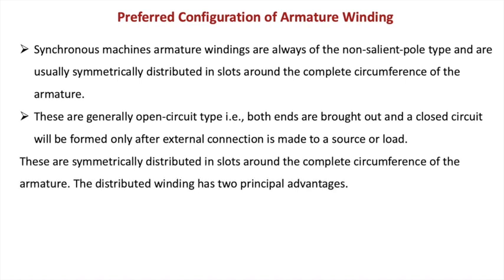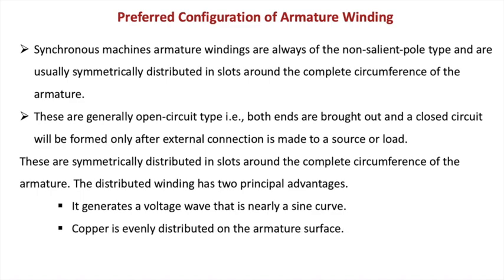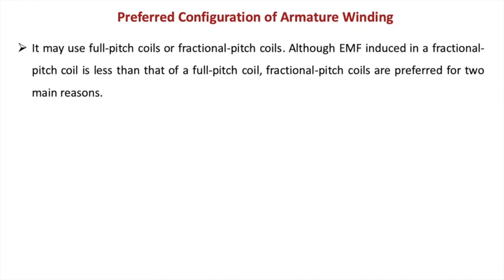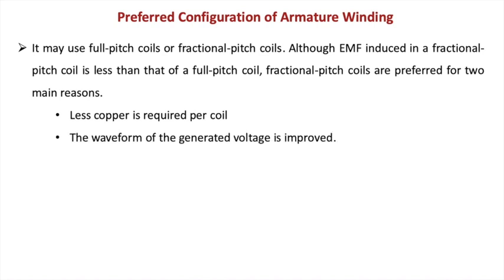They are symmetrically distributed in slots around the complete circumference of the armature, and the distributed winding has two principal advantages. It generates a voltage wave that is almost a sine wave. Copper is evenly distributed on the armature surface, and heating is more uniform and can be more easily cooled. It may use full pitch coils or fractional pitch coils. Although EMF induced in a fractional pitch coil is less than that of a full pitch coil, fractional pitch coils are preferred for two main reasons. Less copper is required per coil and the waveform of the generated voltage is improved.